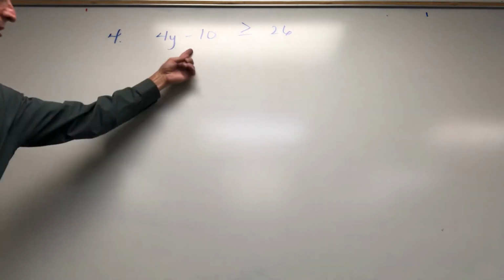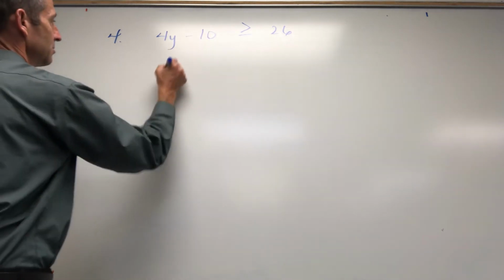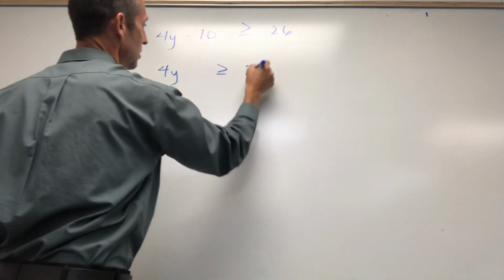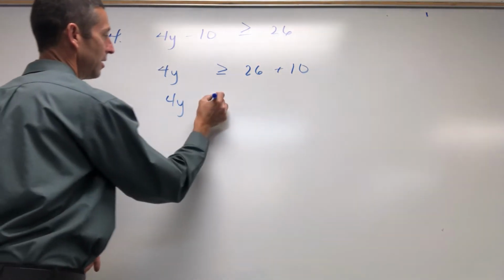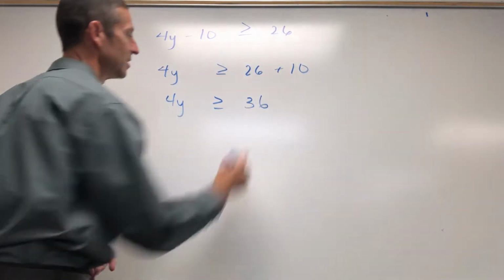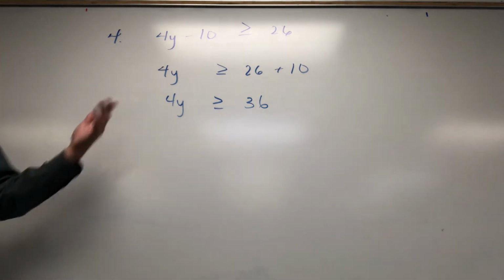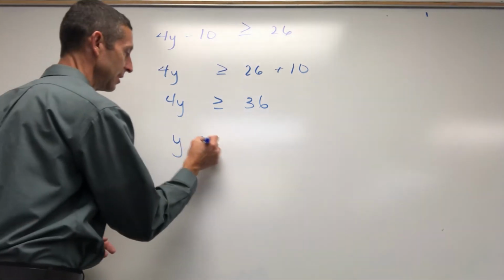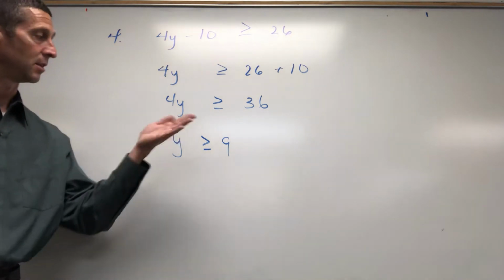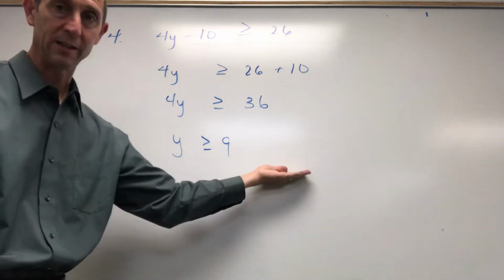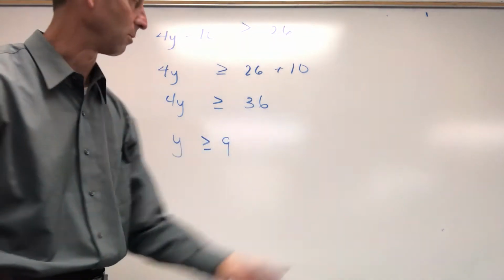algebra problem. We're going to take that 10, we're going to add it to the other side. No stress here. Everything is great. We've got 4y greater than or equal to 36. You've got it the way you need it. You divide by 4, and now you have y greater than or equal to 9. Now, there's 3 answers to this. Write the inequality, write the line graph, put it in interval form.